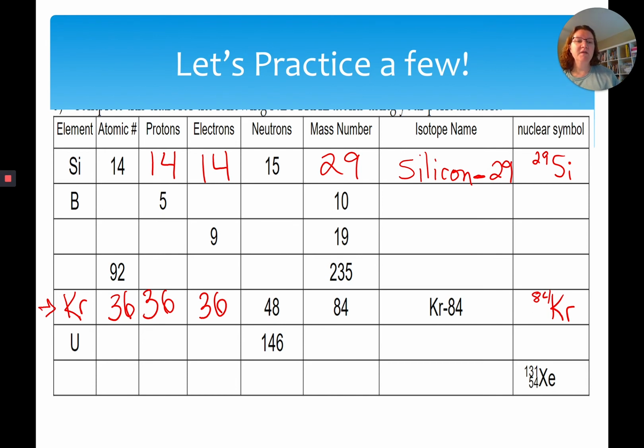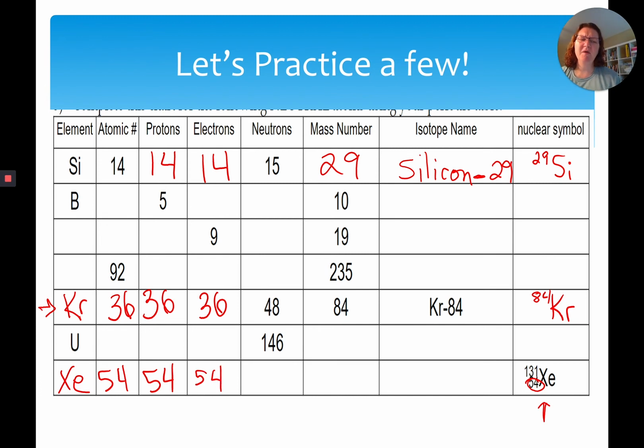The last one we're going to do together is this bottom one. So we know that Xe, you may or may not know, Xe stands for xenon, but we know that's the element. Because they gave us the 54 right here, we know the atomic number is 54. I don't even have to look at my periodic table. My protons is always the same as my atomic number. My electrons for a neutral atom are the same as my protons.